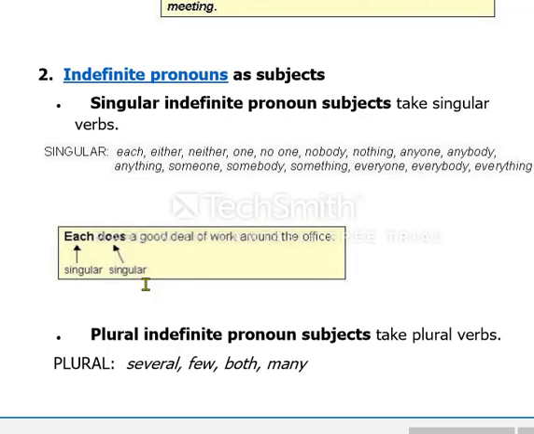Now here each is singular. Each means anyone. Among two, one. Among two, anyone.